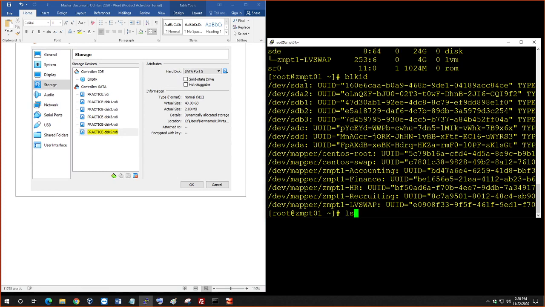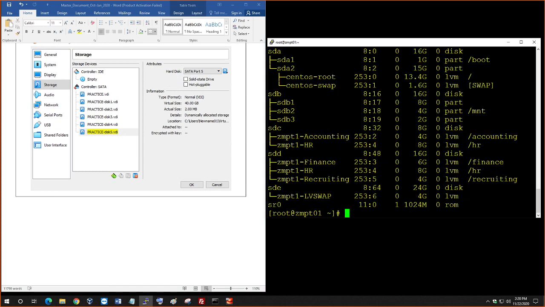So if I do lsblk, what I have is the newly assigned LVM here. Okay, wait a minute, what is this? SDE, LV swap. Okay.